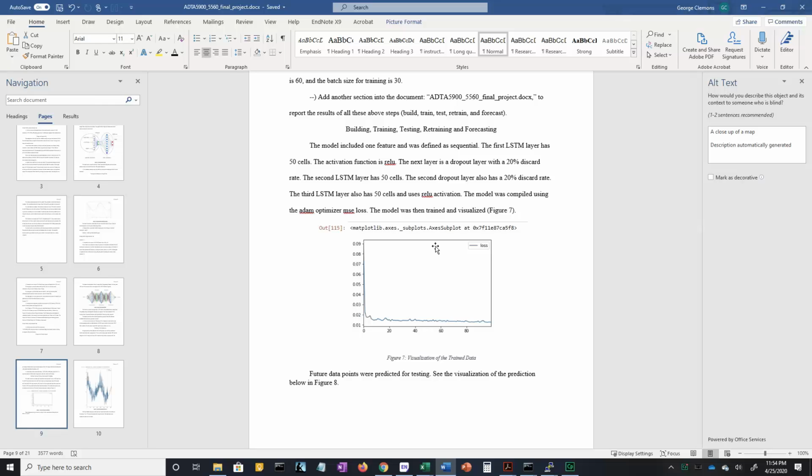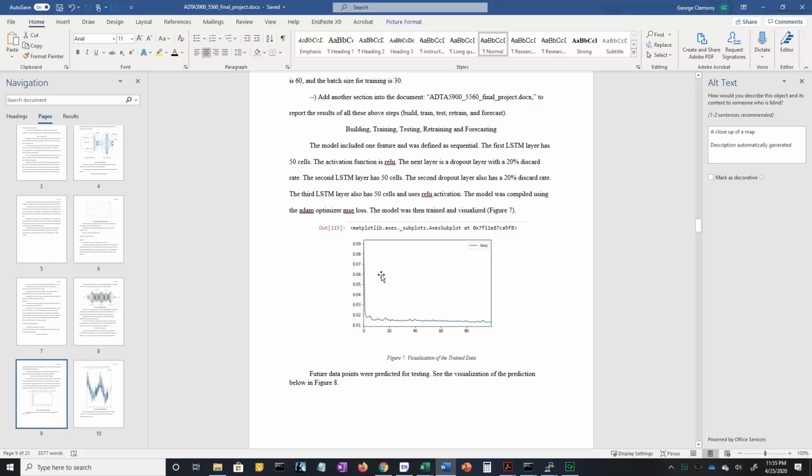The first LSTM layer has 50 cells. The activation layer is ReLU. The next layer is a dropout layer with 20% discard rate. The second LSTM layer has 50 cells. The second dropout layer also has a 20% discard rate. The third LSTM layer also has 50 cells and uses ReLU activation. And the model was compiled using the ADAM optimizer and MSE loss. The model was then trained and visualized.